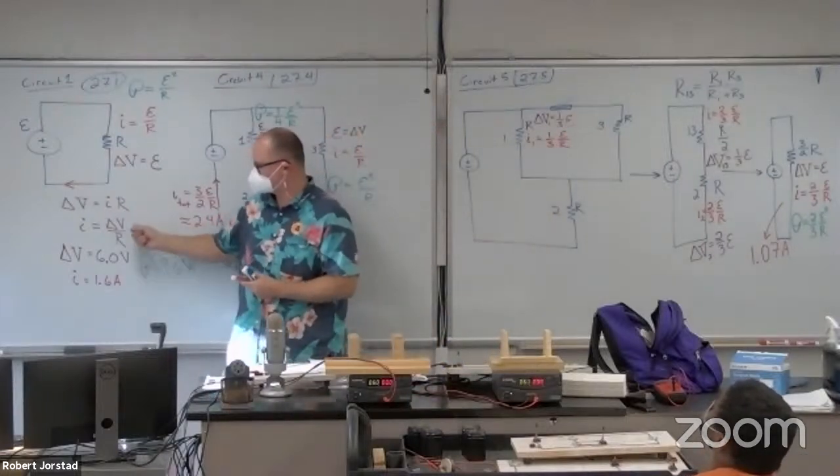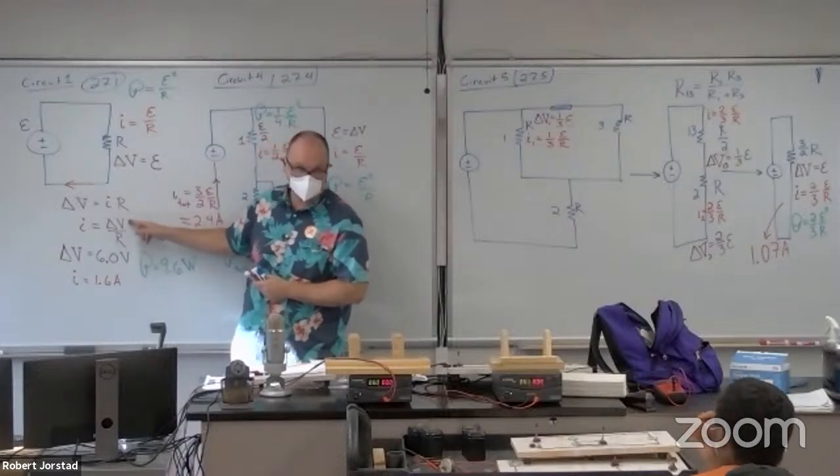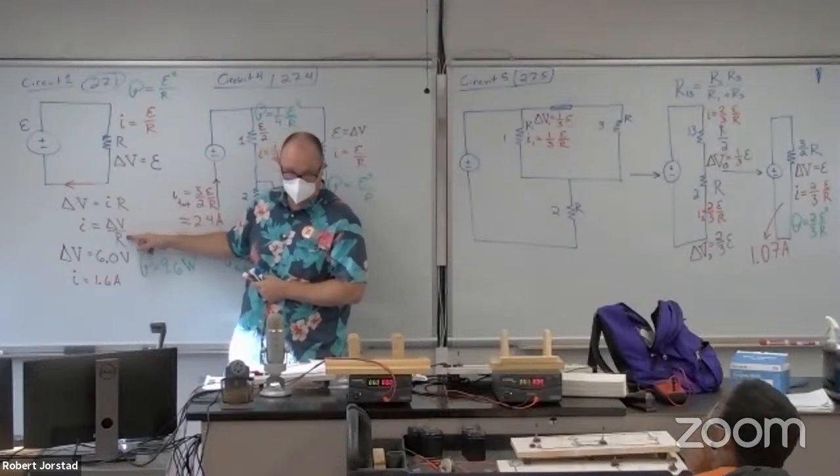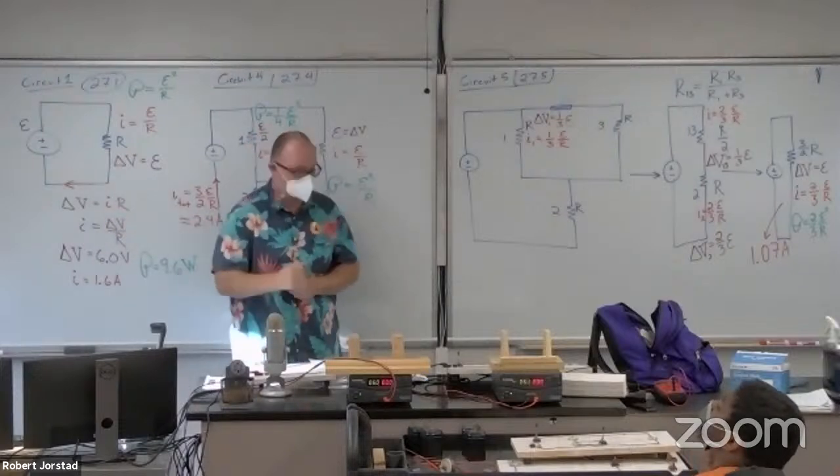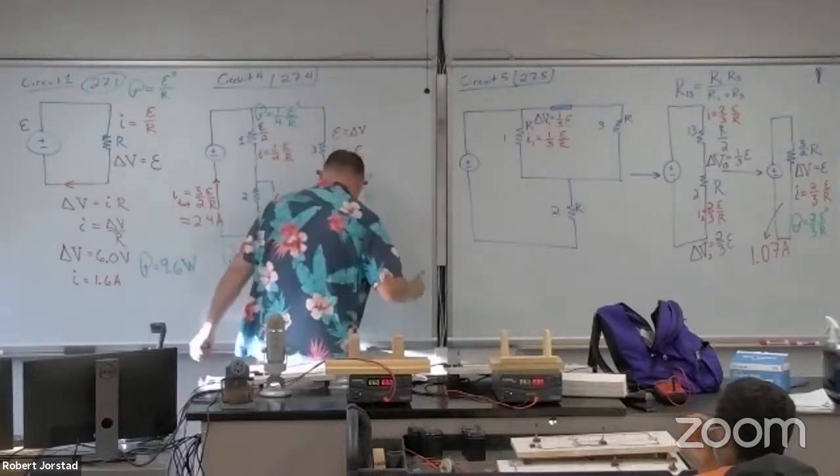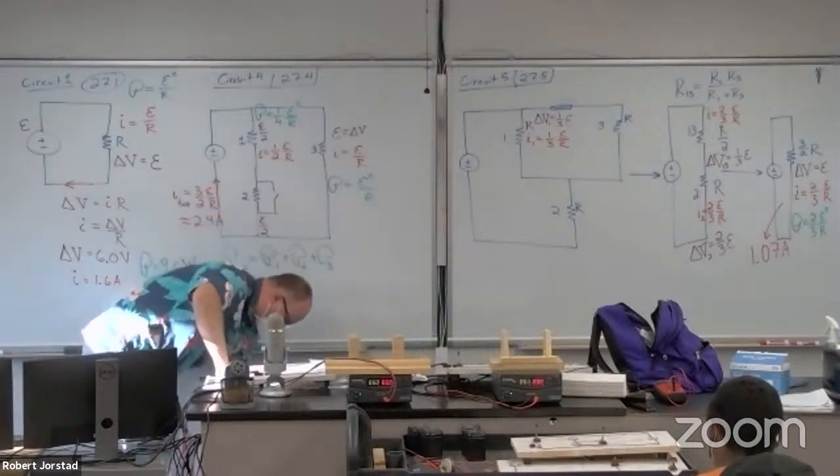All I'm doing is just using this. You give me the voltage across a resistor and you give me the resistance of that resistor, I'll spit out the current every time. What's the power?